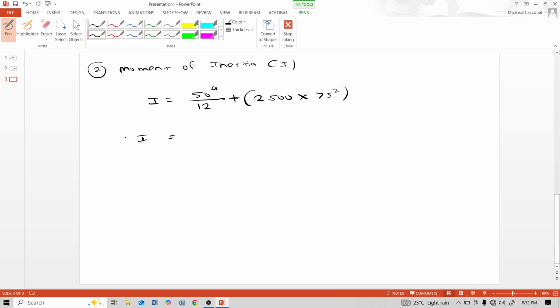This moment of inertia is equal to 14.58 into 10 raised to 6 Newton mm, that is, 14.58 kilonewton meter.